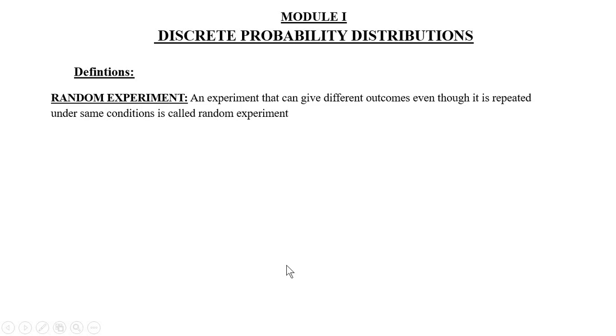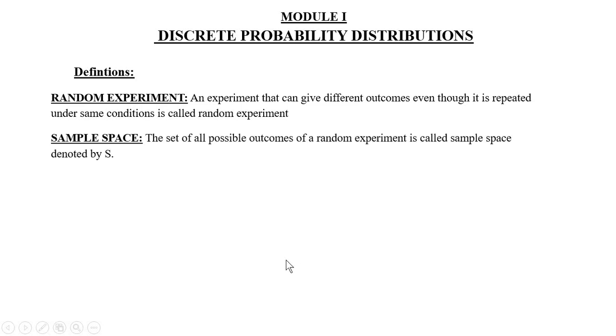Random experiment. It is an experiment that gives different outcomes upon performing under same conditions. Sample space. The set of all the possible outcomes of a random experiment is called a sample space and it is denoted by capital S.